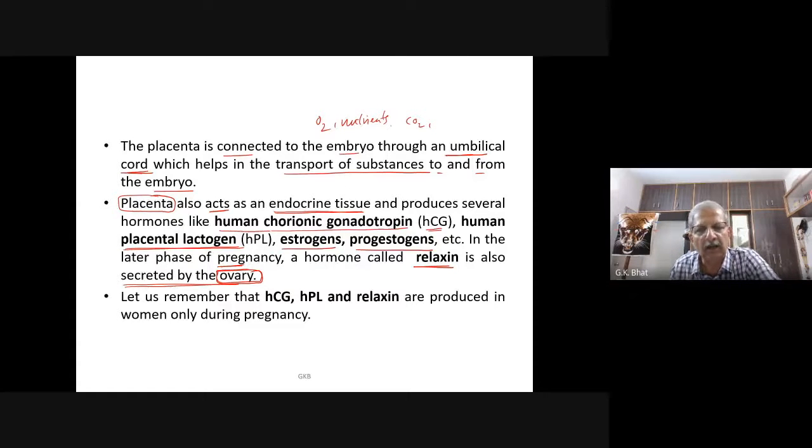A hormone called relaxin is also secreted by the ovary in the later phase of pregnancy. You also remember that HCG, HPL, and relaxin are produced in women only during pregnancy. That means the secretion of these is always concerned with pregnancy. So, we must be very much familiar with these hormones.